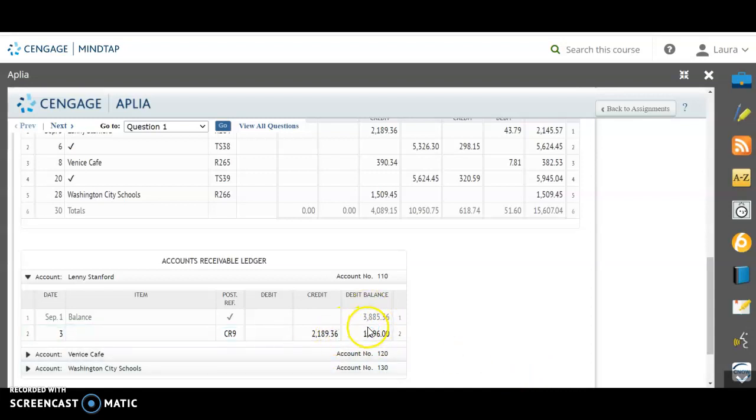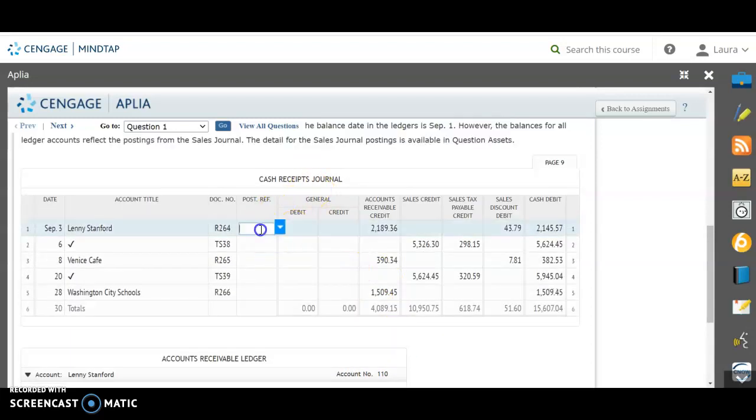So remember, opposites subtract. So basically what this means, Lenny Stanford owed us $38.85, but he paid us this amount, so now his new balance is right here, $16.96. Take the 110 and plug it in to show that you posted it.